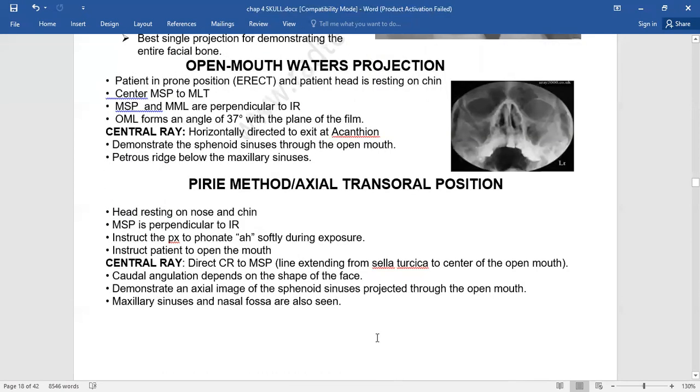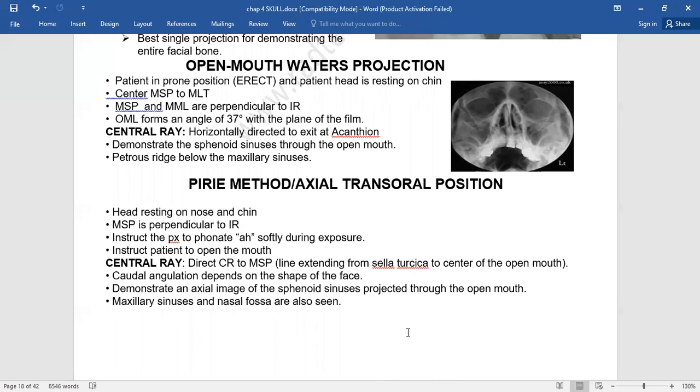In addition, we also have the Pirie method or the eggshell transoral position, where the head is resting on nose and chin. So, ang Caldwell, forehead and nose. Ang Waters is chin. Ang Pirie is nose and chin. MSP is perpendicular to IR. Patient is instructed to phonate ah. So, yung instruction sa patient, say ah. Kapag nag-ah yung patient, then mag-shot tayo.